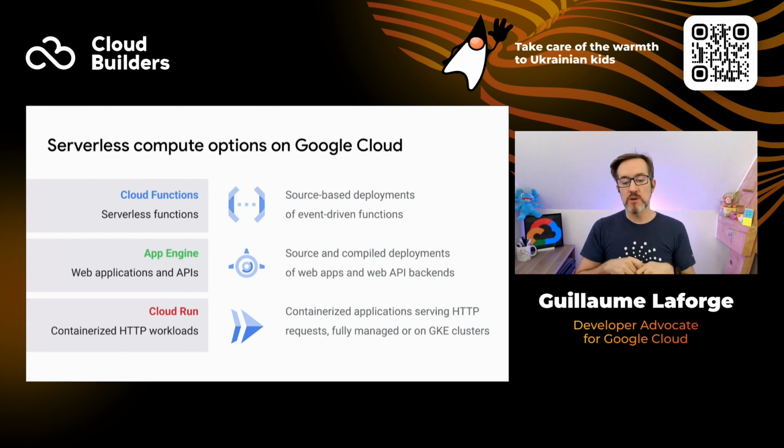Cloud Functions, usually for source-based kinds of deployments, for event-driven functions, but it can also answer HTTP requests as well. App Engine, as I said, is more like the venerable platform as a service concept. So you can do either source or compiled deployments of web apps, web front ends, or web API backends. That's a good fit. And then you have Cloud Run. What's interesting here is that with Cloud Run, you're going to containerize your application, but it still exhibits the same serverless characteristics: scale to 0, scale to infinity, etc.